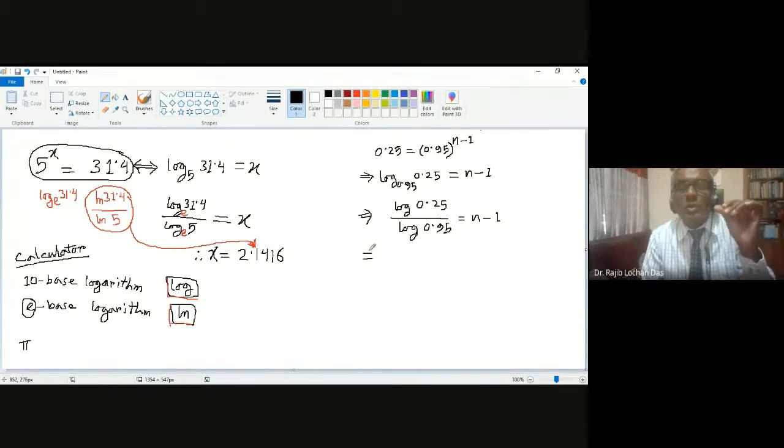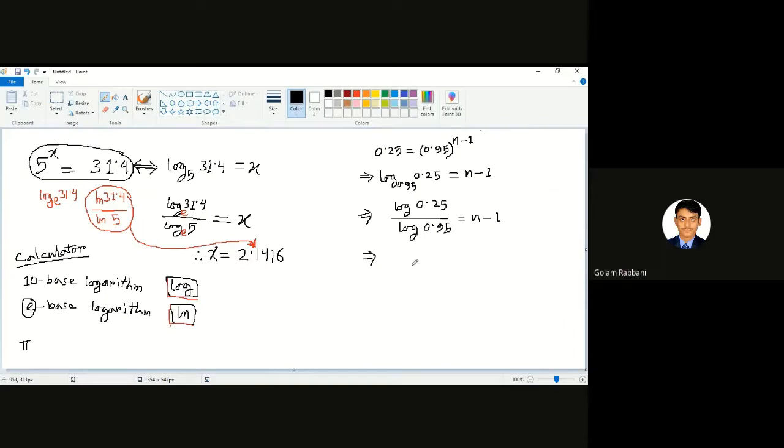So find out what the value is. Log 0.25 and log 0.95, both are 10 base logarithm, so no problem, you can use log. So what is the answer on the left side? 27.0268.